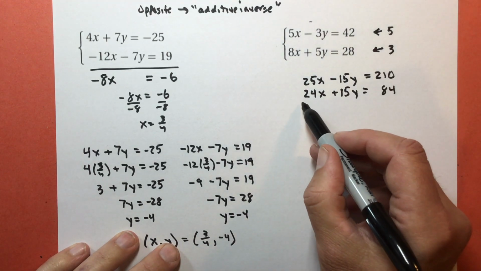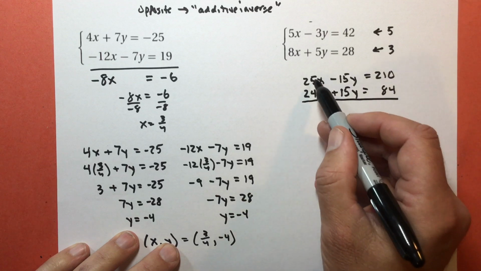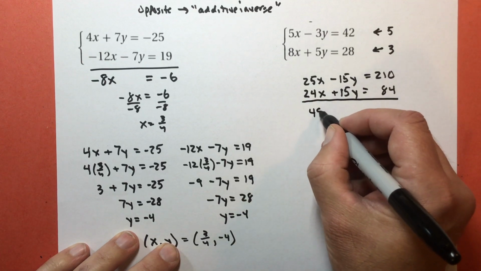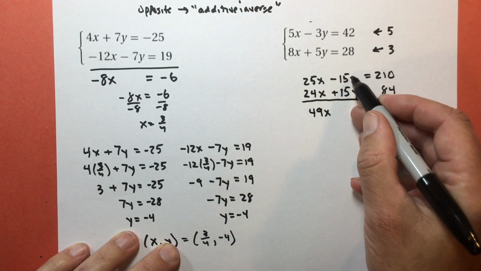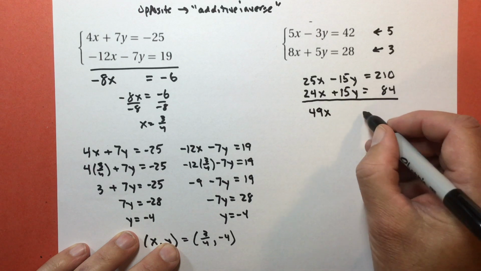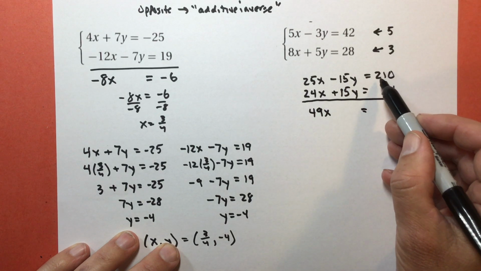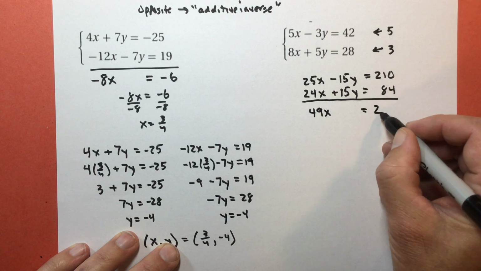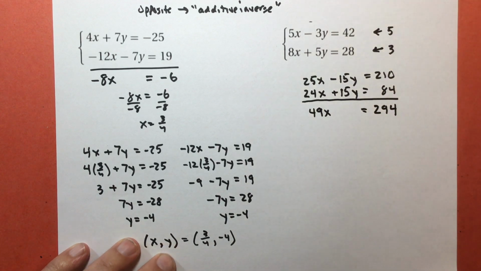Okay, so now I'm going to add. 25 plus 24 is 49. Negative 15 plus 15 is 0. And 210 plus 84 is 294.